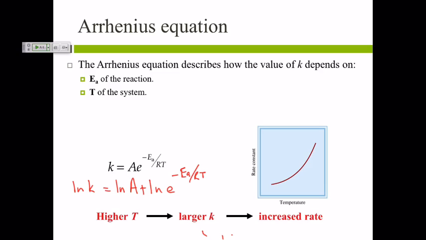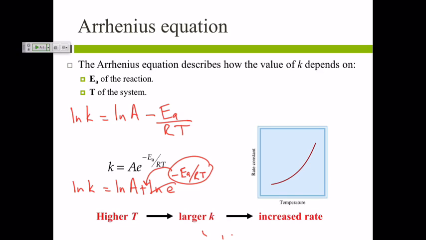So you do natural log of a times b. It's the same as natural log of a plus natural log of b. So this is using the rules of logs. That's just taking the natural log of both sides. And then what happens when we take the natural log of e to the something? It falls off the log, right? So this falls off the log, and then this cancels out. So if we're going to rewrite that, ln of k equals natural log of A minus EA over RT.